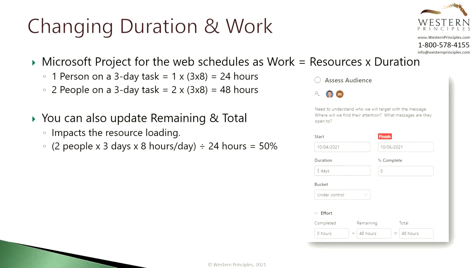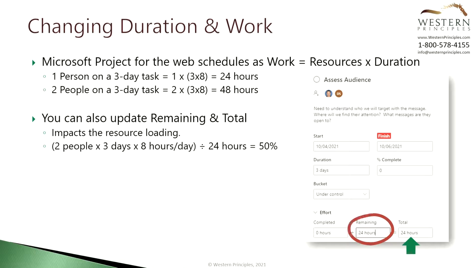Next thing you can do with effort is you can actually change the remaining and total effort. So if we reduce the default calculation from 48 hours of remaining effort across 3 days to 24 hours, what we're doing is reducing the assignment for each resource on this task. That takes us to 50% capacity or assignment for each resource. Microsoft Project for the Web doesn't have a detailed resource sheet like Microsoft Project Online does, but that's what happens behind the scenes. You'd see that outcome in the Power BI reports, which we'll talk about more in a later tutorial.